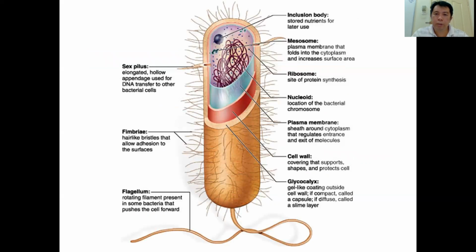All right, so this is also a revision of the function of the structures in prokaryotic cells. For example, here you see the mesosome. The plasma membrane may enfold into the cytoplasm to increase the surface area, because they contain a lot of enzymes. The enzymes are used for cellular respiration or for photosynthesis.